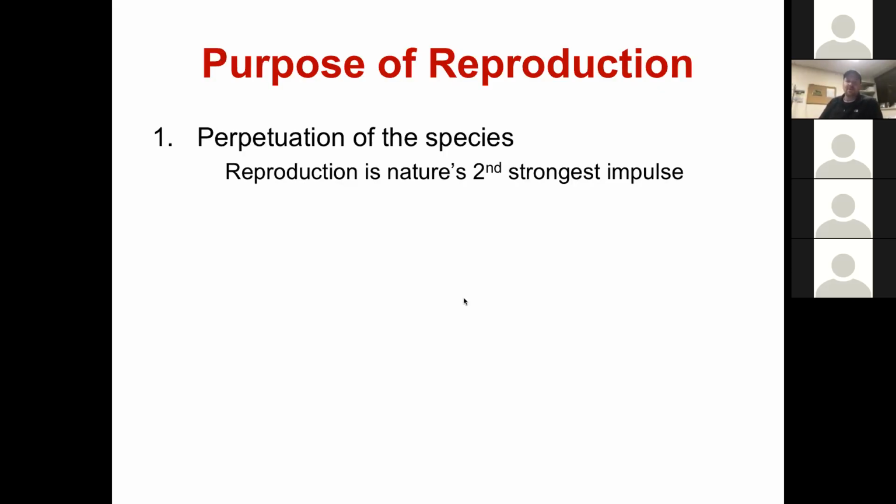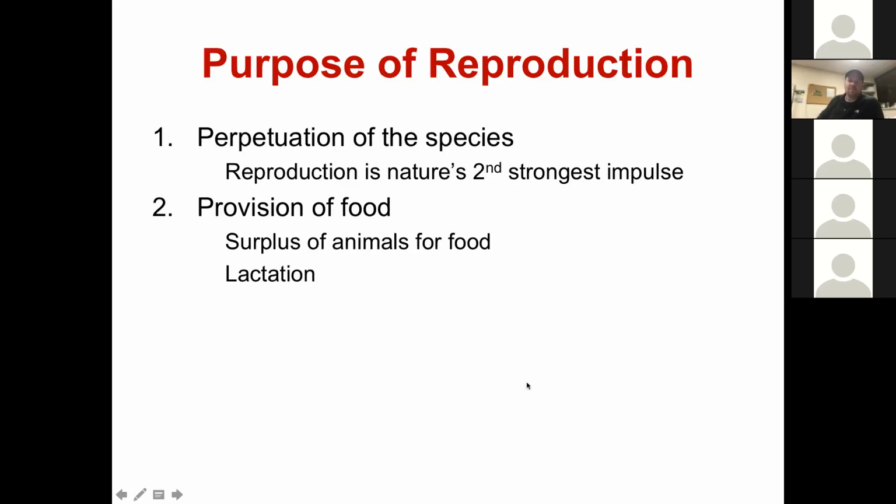The second big thing is provision of food. The reason we want farm animals to reproduce is for provision of food. We can use animals basically as a food surplus. That's why we raise animals. We have to eat, so certainly they provide food for us. Genetic improvement goes without saying, I think.